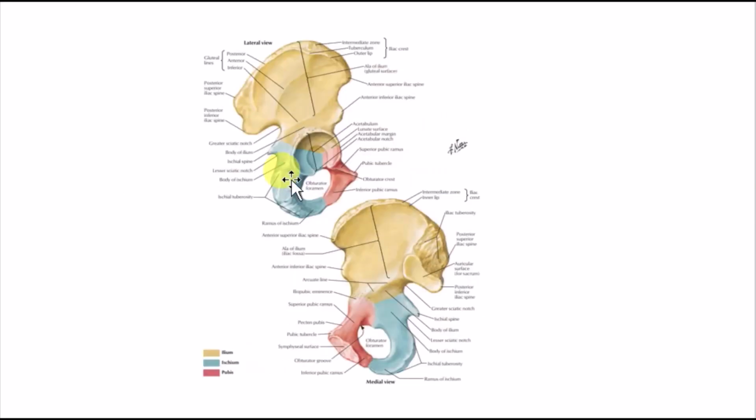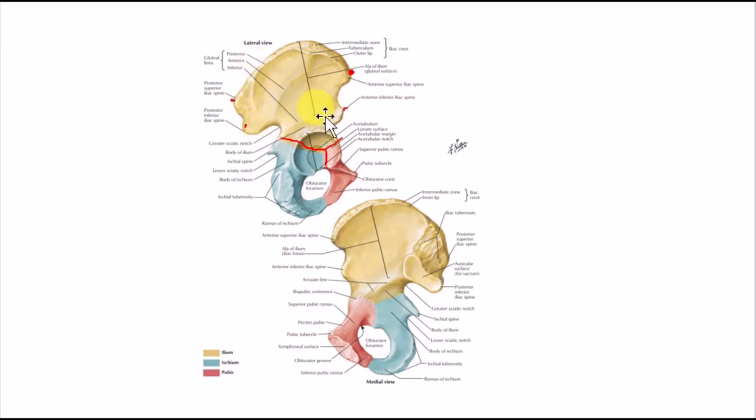Now next, in this picture you can appreciate there is a Y shape, the triradiate cartilage, and above it this is ilium, this bone is the pubis, and this is ischium, and this cavity is the acetabulum. And here this is posterior superior iliac spine, this is posterior inferior iliac spine, this is anterior superior iliac spine, and this is anterior inferior iliac spine.